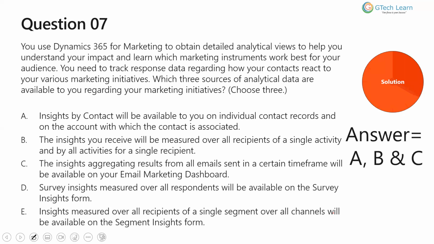So the correct answer for that question is going to be options A, B, and C. That means you will find the insight by contact. You can also receive measured results for all your recipient things. And the third one is results from all marketing emails sent in a time frame. So you will get full dashboards for them and you will be able to receive these three types of analytical data. Accordingly, you can analyze the data and make your new strategy for your marketing initiative.